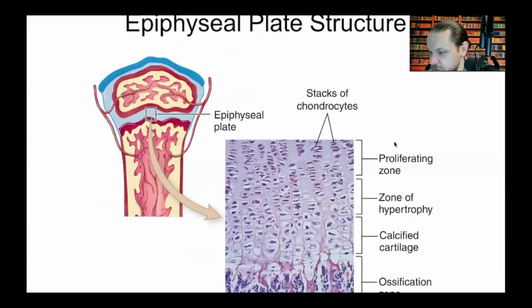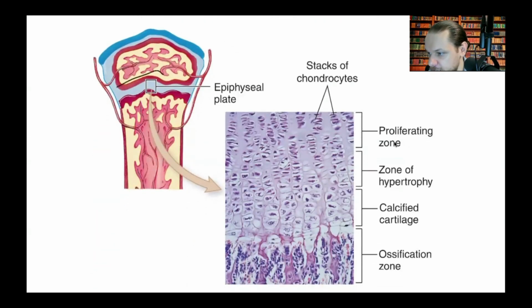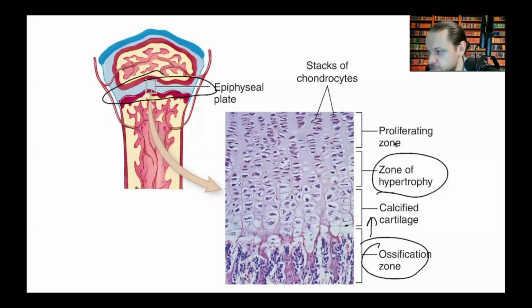So how does it look? This is how it looks. Here we have the actual plate itself, and you notice the ossification zone. This basically means that the bone has formed. As you go higher up, there's calcified cartilage and the zone of hypertrophy. Hypertrophy means growth, and there is the proliferating zone. That means the bone is extending, it's growing. Any damage to the epiphyseal plate may cause the child growth retardation. They will not continue the growth from the growth plate.